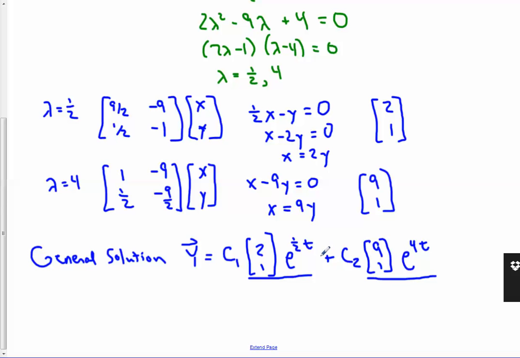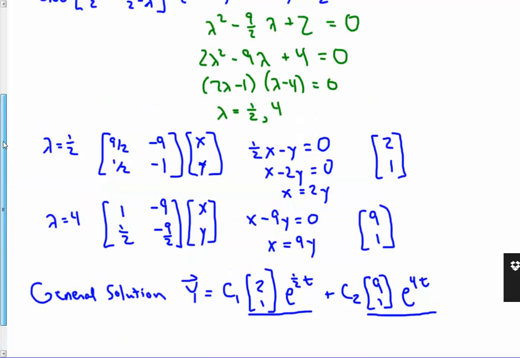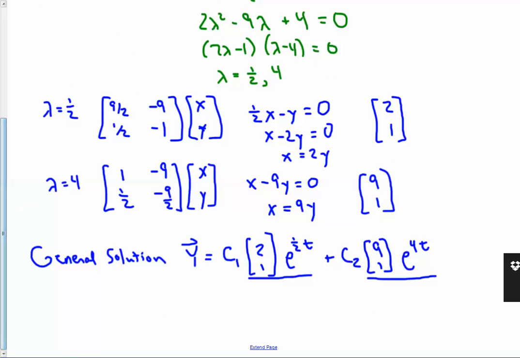But we want to be able to get any initial conditions, so we put them together like this, and the linearity principle says that's okay. All right, now we're ready to apply our initial conditions. And our initial conditions were -2 and 0.